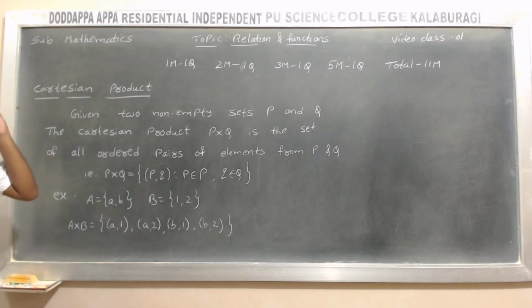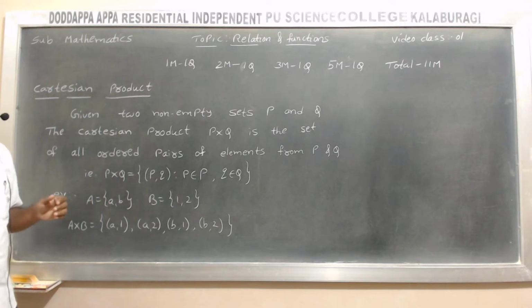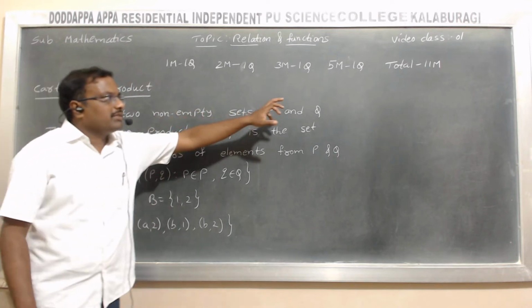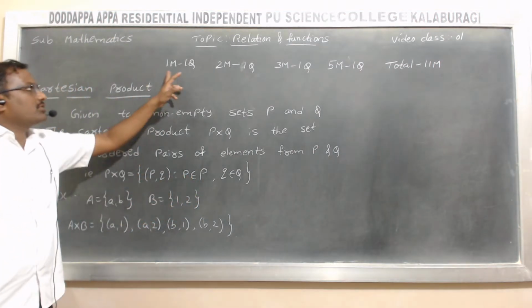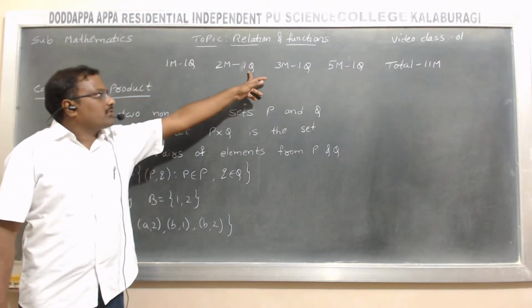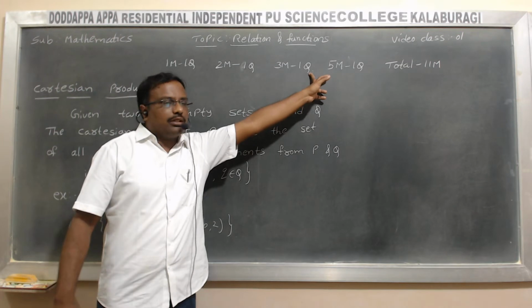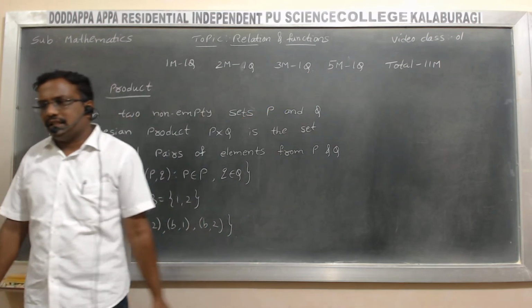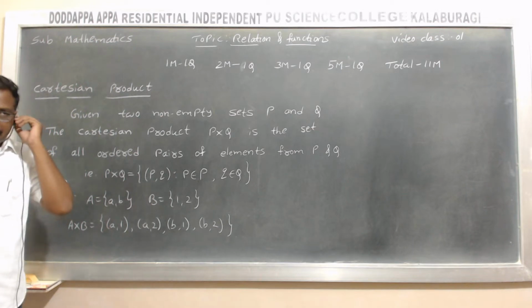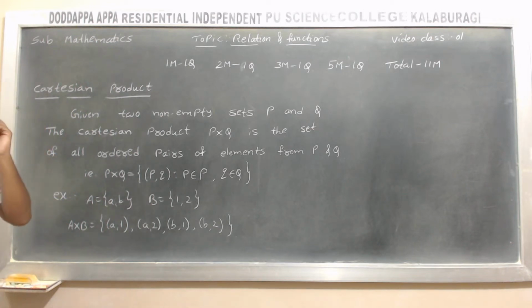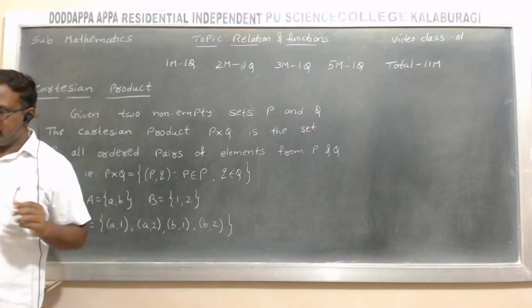First of all, in annual examinations the total marks will be 11 marks. In that, they will ask one 1-mark question, one 2-mark question, one 3-mark question, and one 5-mark question. Very important chapter, be careful. It is an easy chapter but there is a little bit of confusion.